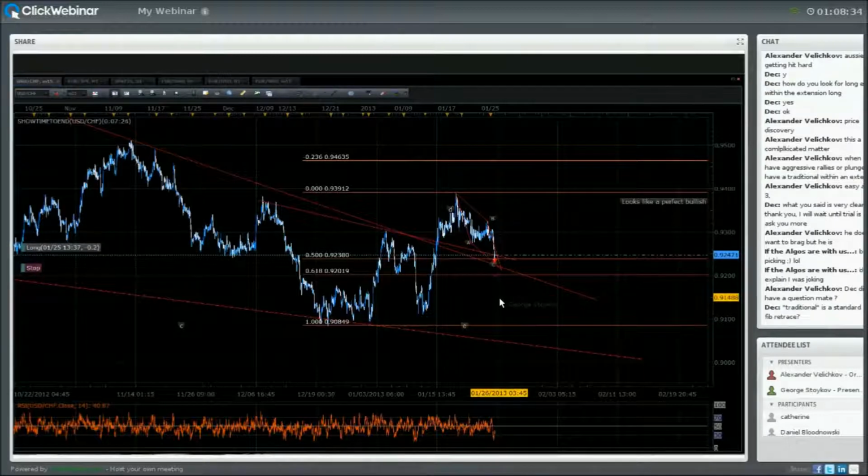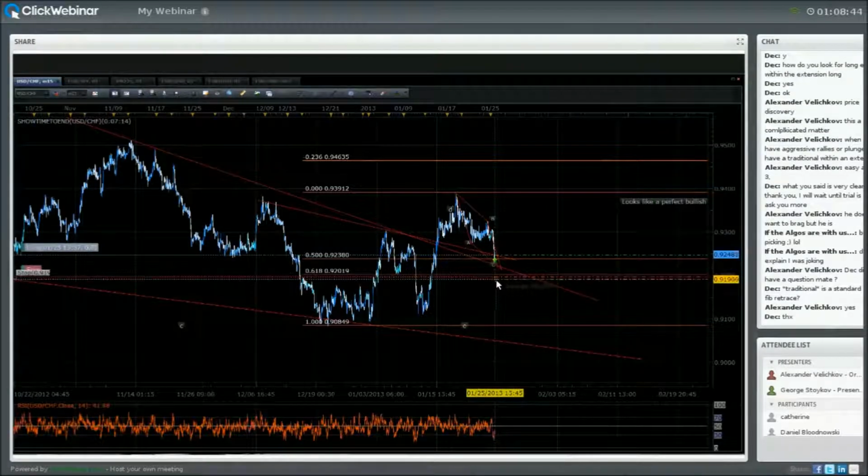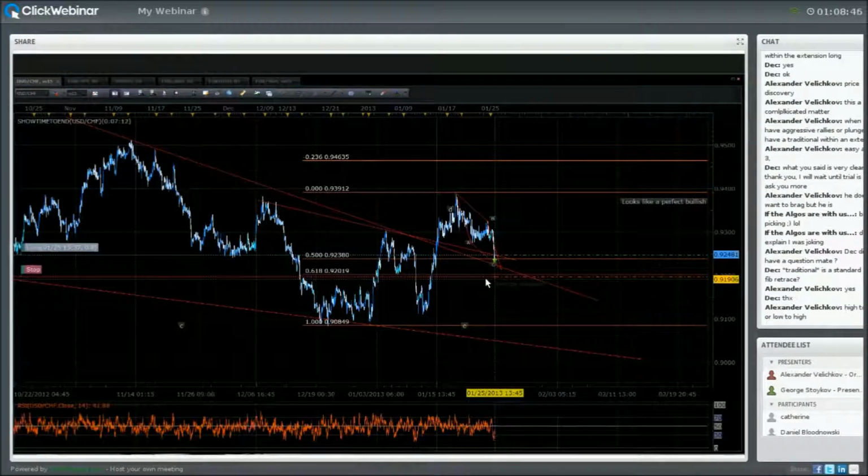Here I am long now, dollar franc. Just going to move my stop a little bit further down the road. I always have a standard error of 4 pips under the 61.8 mark. It should be, to be honest, 5 pips, but whatever.